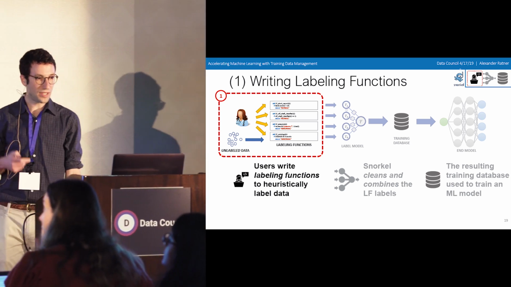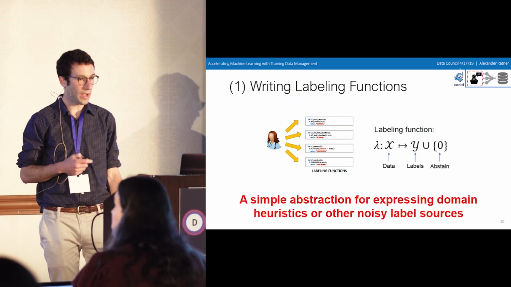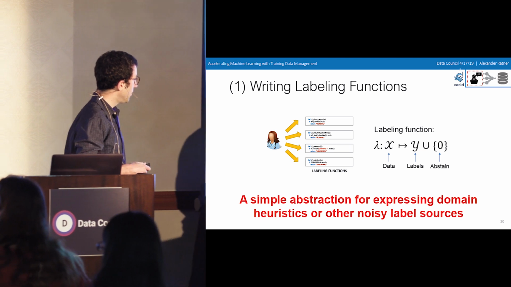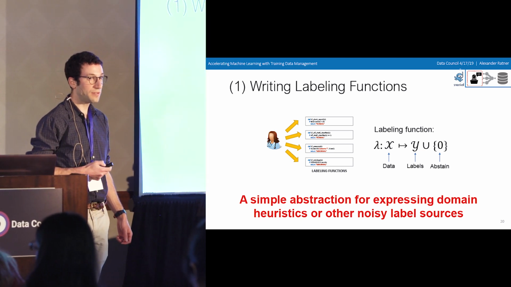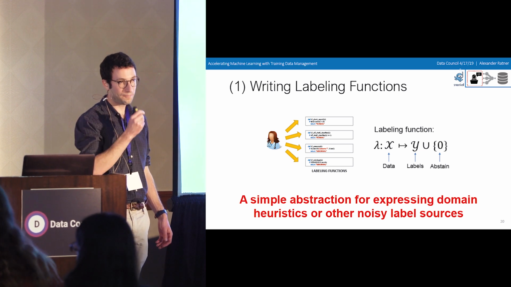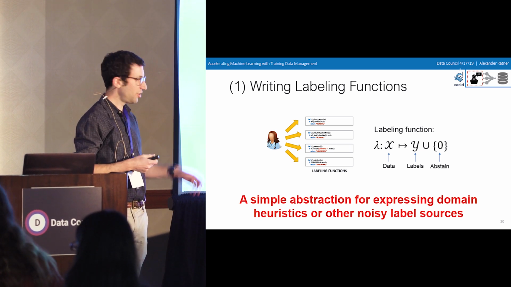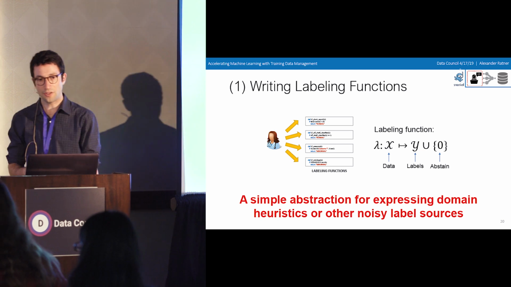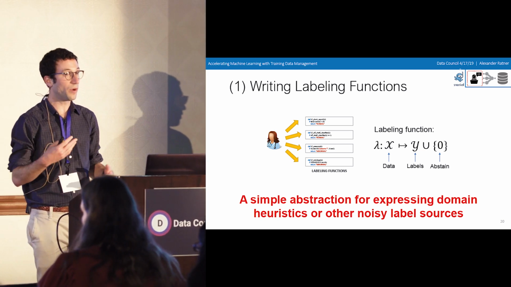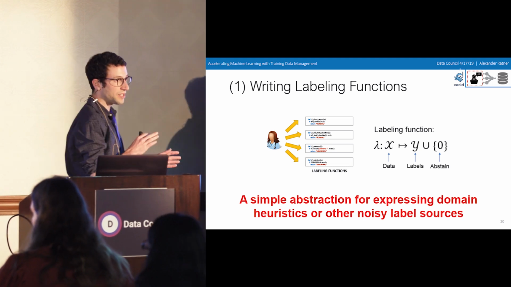So the first step is this idea of a labeling function. At the most abstract level, it's just a function that maps from your input data point to your output space where you're trying to make predictions, or abstain. Again, abstain just means I don't know, and I'll denote it by a 0 here. And it's meant to be a simple abstraction for expressing domain expertise or other noisy sources of data.